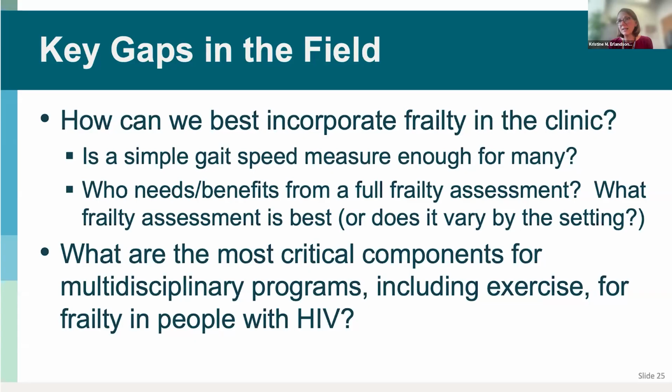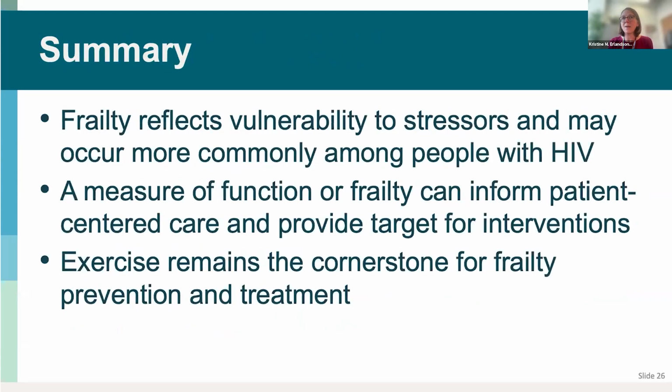So with that, I just wanted to highlight there's still a lot of gaps in the field. We don't know the best tools for assessment. We don't know the best components that we might include in a multidisciplinary program other than exercise and nutrition to help improve frailty with HIV. But we do know that frailty reflects a vulnerability to stressors and probably occurs more commonly among people with HIV. A measure of function and frailty can inform patient-centered care and provide a target for interventions. And exercise really continues to remain the cornerstone for frailty prevention and treatment, both in people with and without HIV.